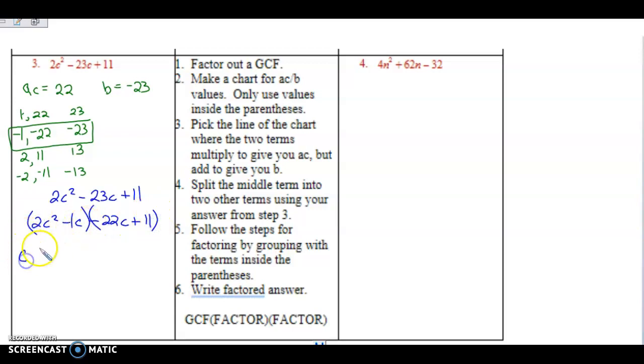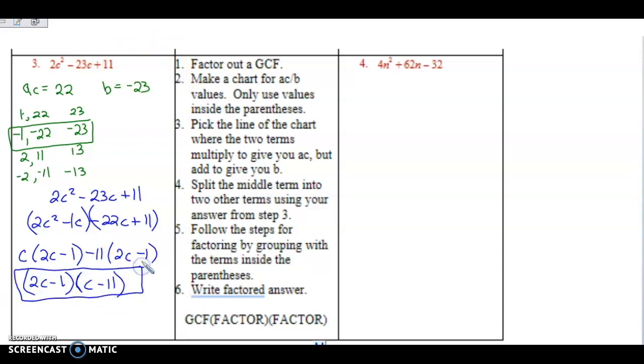I can take a c out, 2c minus 1. And then, because this is starting with a negative, I'm going to take a negative 11 out. Negative 11 times positive 2 gives me negative 22. And then a negative 11 times a negative 1 gives me a positive 11. So those two match, and I get 2c minus 1 times c minus 11. Because I did not have a greatest common factor to start with, this is my answer.